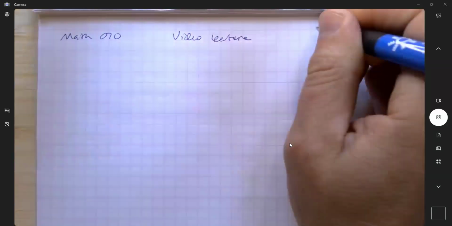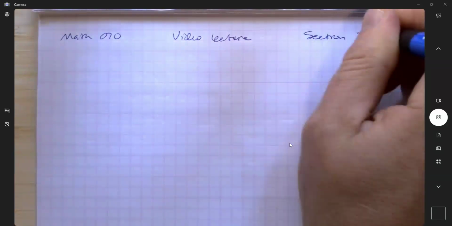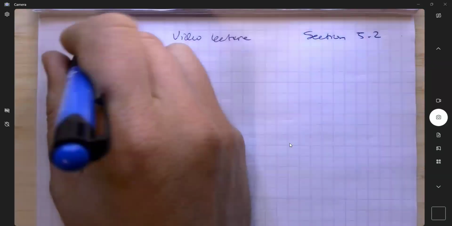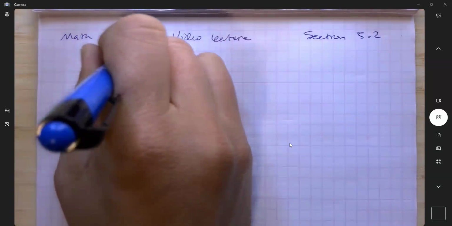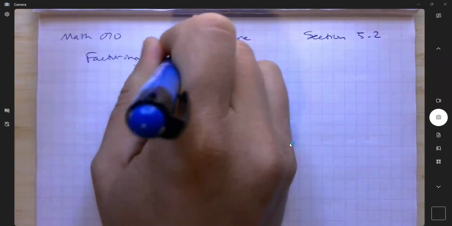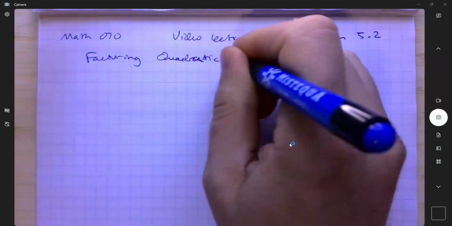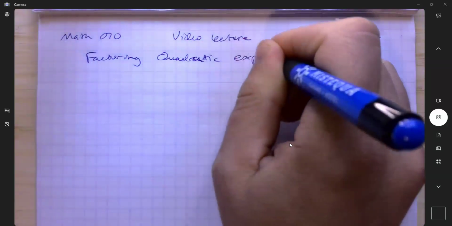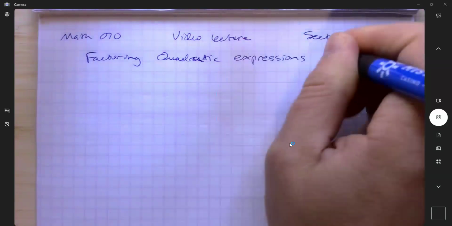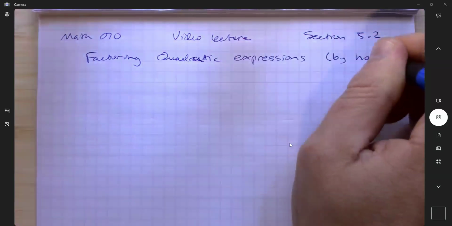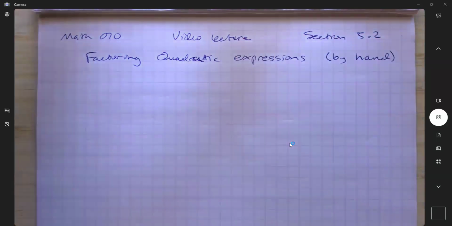This video lecture is for section 5.2, which is about factoring quadratic expressions by hand. There are lots of good ways to factor a quadratic expression. Using a graph is a fantastic way. In this video, I'm going to show you how to do it by hand.